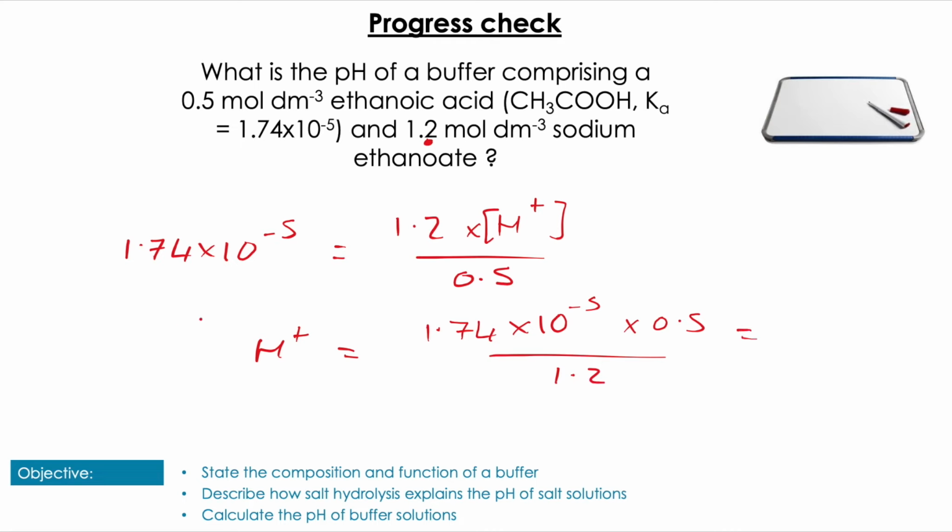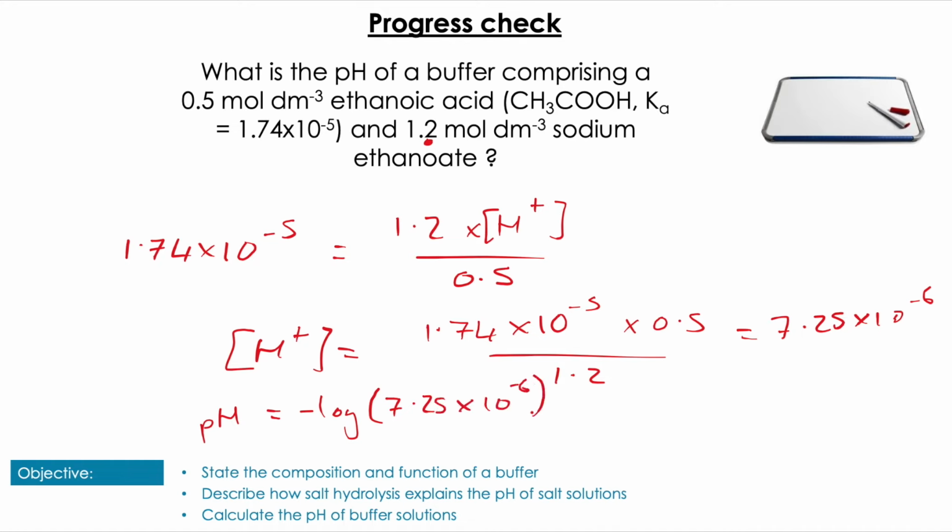That's going to give us our H+ concentration, which is equal to 7.25 times 10 to the minus 6. And then to get the pH, we're just going to do the negative log of 7.25 times 10 to the minus 6, which gives us a final pH value of 5.14.